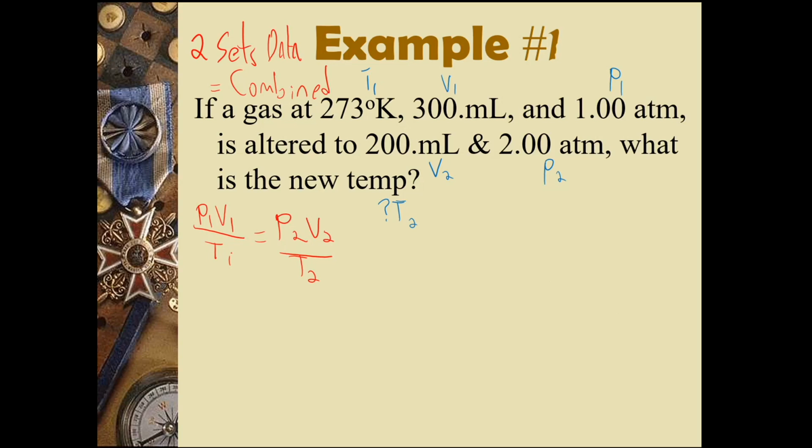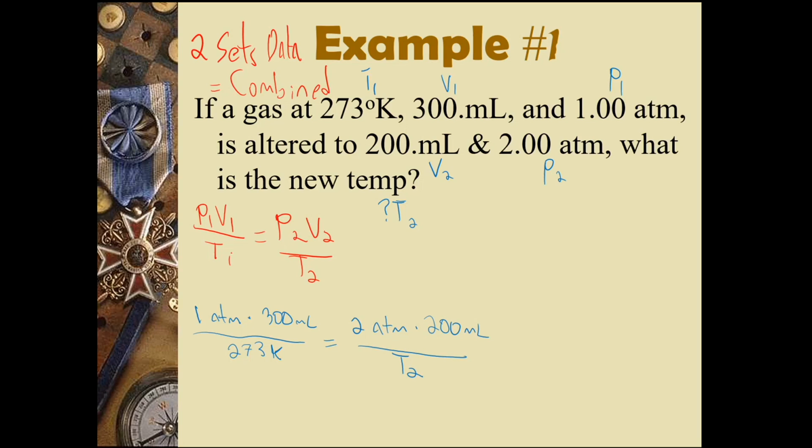So our P1 is 1 ATM, times our V1 of 300 milliliters, over our 273 Kelvins, which you can have the degrees or not, either or. That is equal to P2, which is 2 ATM, times our V2, which is 200 milliliters, over our T2, which we don't know, so I'm just going to leave it there as the variable.